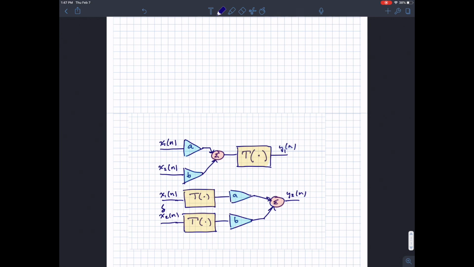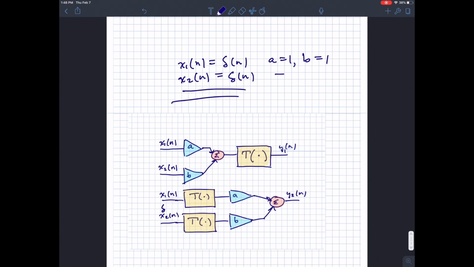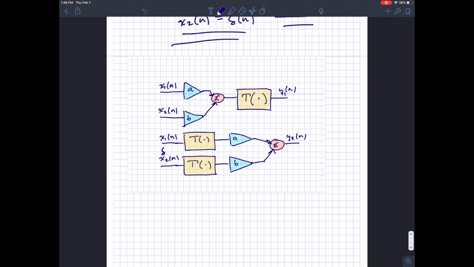Let's say, for example, we chose this particular system, the squaring system, and we wanted to investigate this. Let's pretend like we don't know it's nonlinear. Let's let x1 be an impulse, and let's let x2 of n be another impulse. Let's make a equal 1 and b equal 1. If the system is linear, if we apply this particular choice of inputs, a and b to the two different systems, we should get y1 equal to y2. All right, so we can go through this pretty quickly.